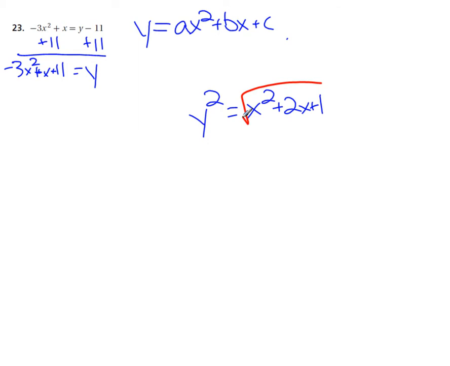So just because you see the x squared doesn't necessarily mean it's going to be quadratic. When y is by itself, your highest degree should be 2. That's how you check.